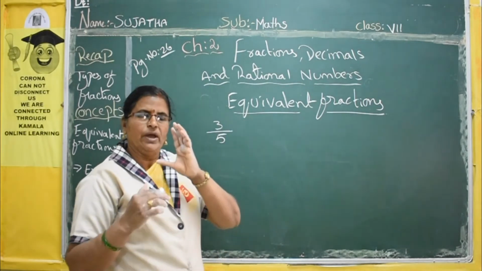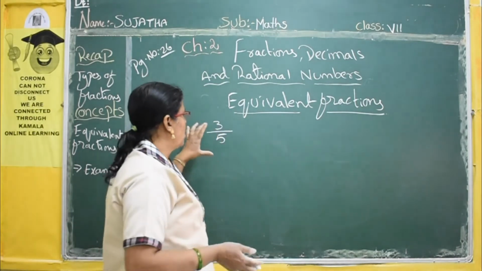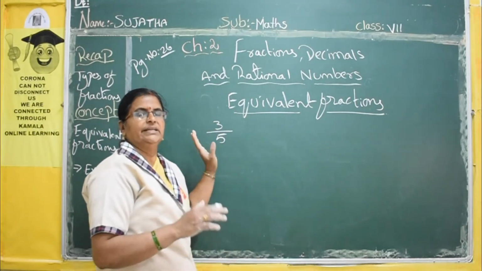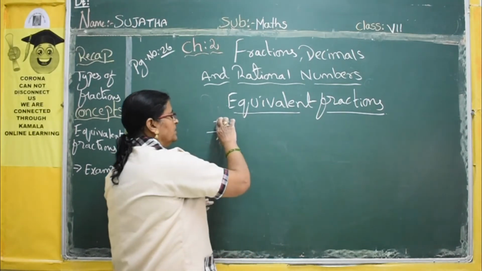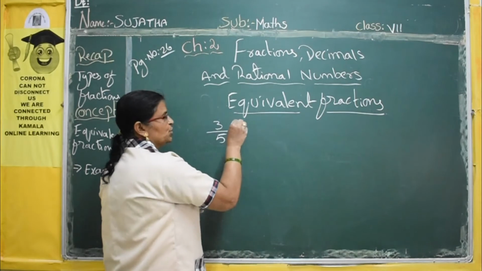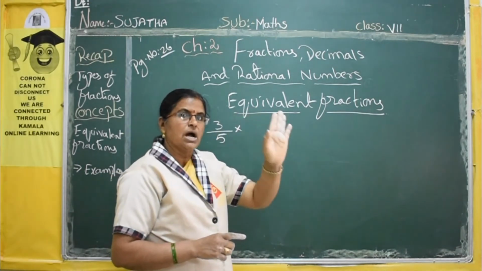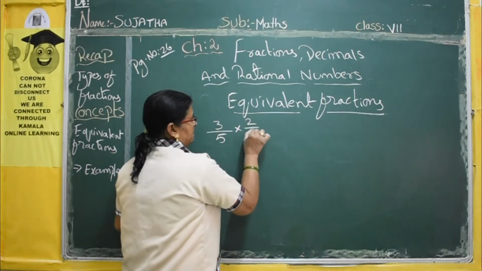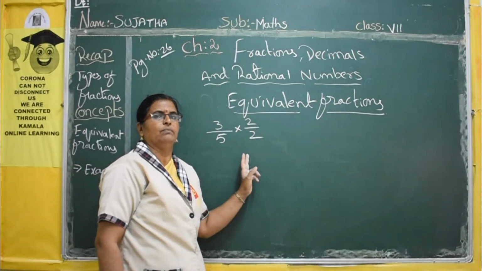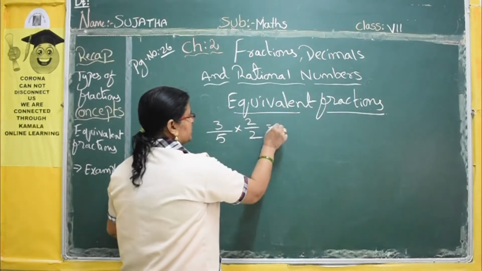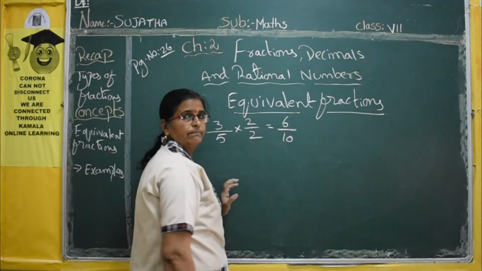Equivalent means when you take any fraction and simplify it, you have to get the first fraction again. That is called equivalent. So how can you get the equivalent? Multiplying by 1 gives this same fraction, so you start with 2. Multiply numerator as well as denominator by 2. Then what fraction will you get? 3 2s are 6, 5 2s are 10.